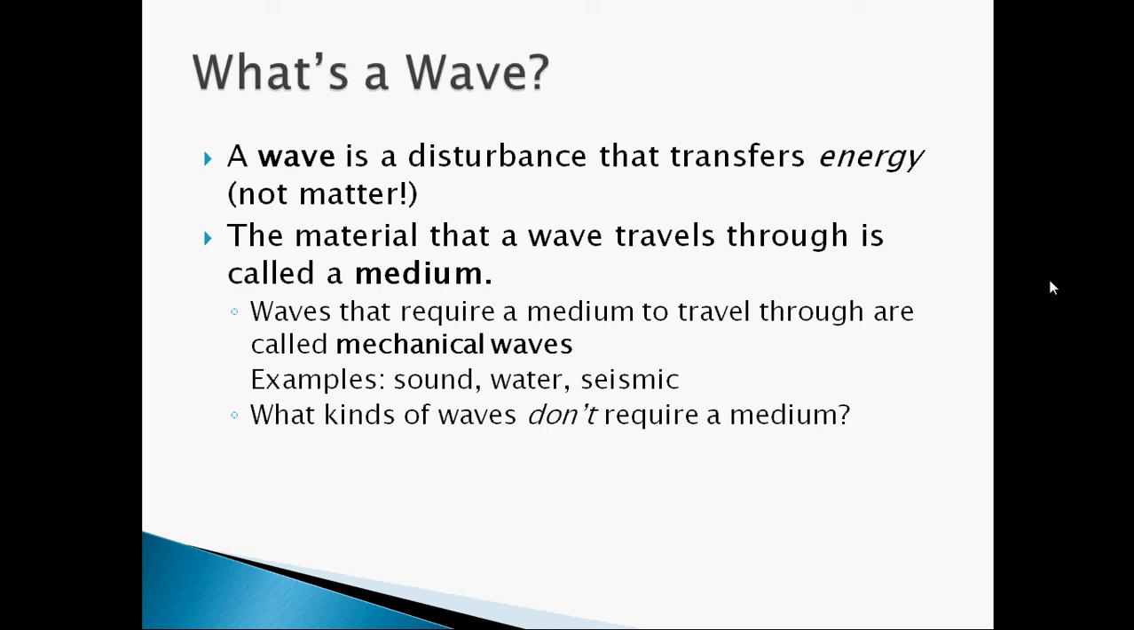The main wave that we can think of that doesn't require a medium is light, which is a good thing for us because if light couldn't travel through a vacuum, then the light from the sun couldn't get to us and it would be cold and dark and very not life-sustaining here on Earth. Okay. So that's the basics of a wave. Now we'll talk about two different types of waves that we can focus on.